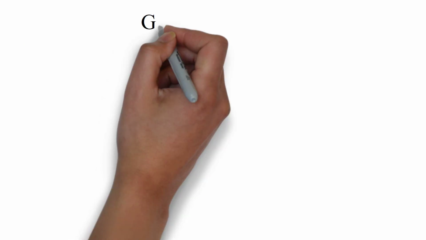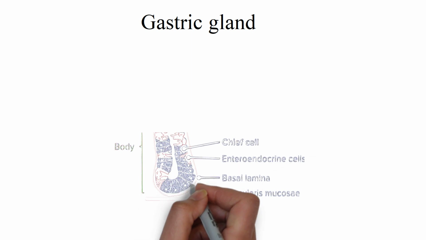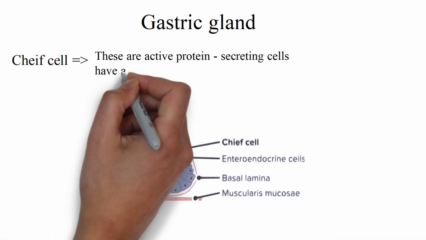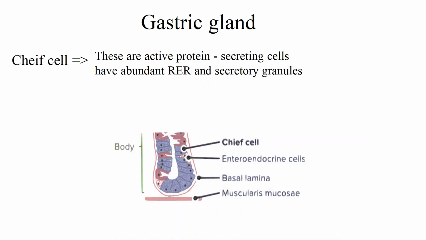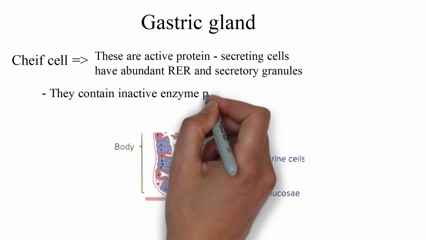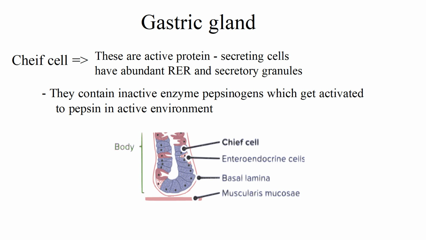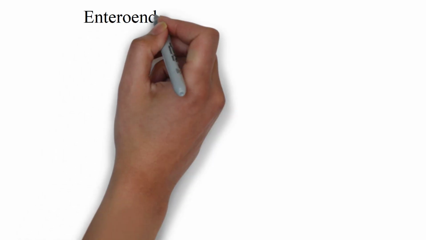Then we have last part which is away from the gastric lumen, which is known as gastric gland. Gastric gland consists of chief cells. These are active protein secreting cells. They have abundant rough endoplasmic reticulum and secretory granules. They contain inactive enzyme pepsinogen. They secrete inactive enzyme pepsinogen into the gastric lumen, which then gets activated due to acidic environment of the stomach, and it helps in the digestion of the protein. It also consists of enteroendocrine cells, which we will see in next slide.